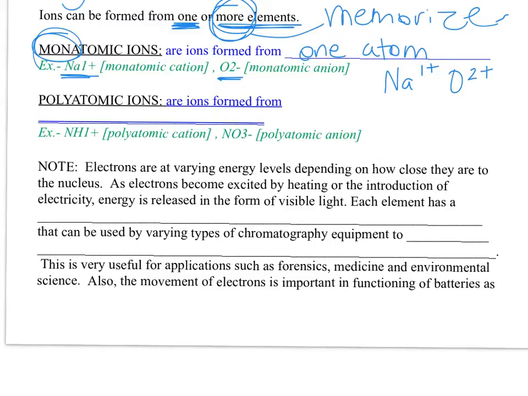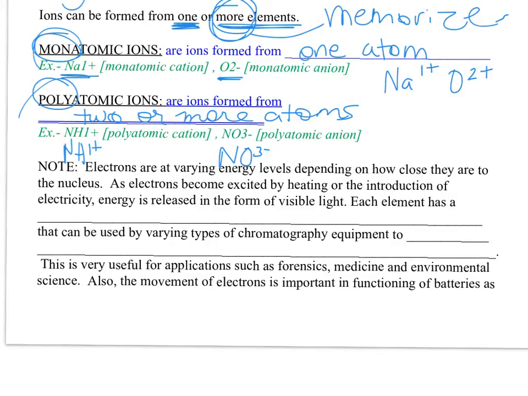And then polyatomic, poly means many. So they're ions formed from 2 or more atoms. And here's some examples. You have NH4 plus, that's formed from a nitrogen and a hydrogen. And NO3 minus, that's formed from a nitrogen and an oxygen. There are a lot of these polyatomics, and again, we will memorize probably about 15 of the most common ones.